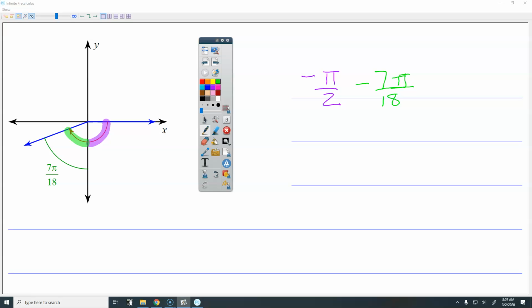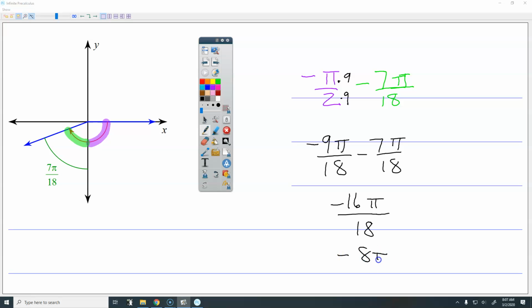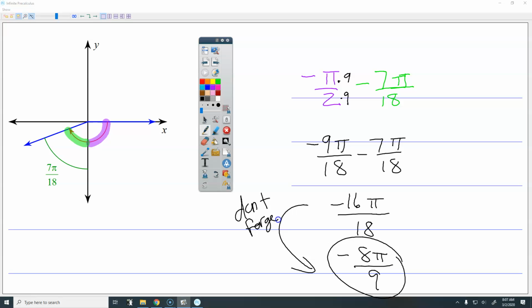And our common denominator here would be 18. So I'm going to multiply the top and the bottom of this fraction by 9, which is negative 9 pi over 18 minus 7 pi over 18, which is negative 16 pi over 18, which can be reduced, and you should reduce. 16 and 18 can both be divided by 2. So you end up with negative 8 pi over 9 as your final answer. Don't forget to reduce if possible.